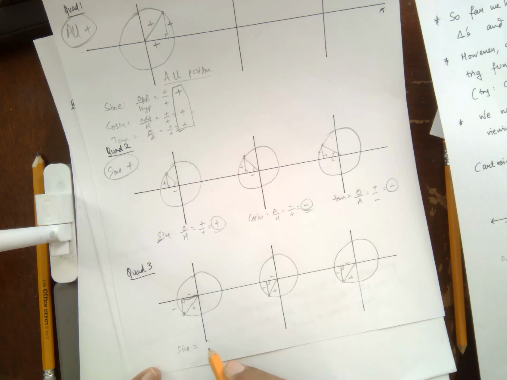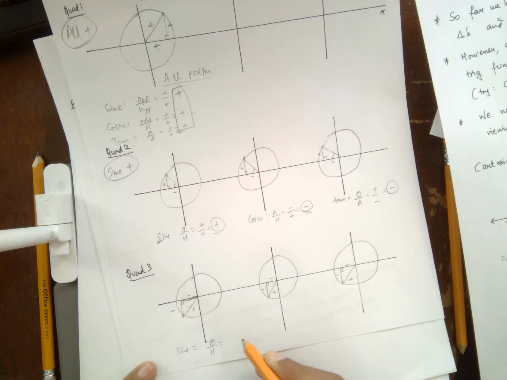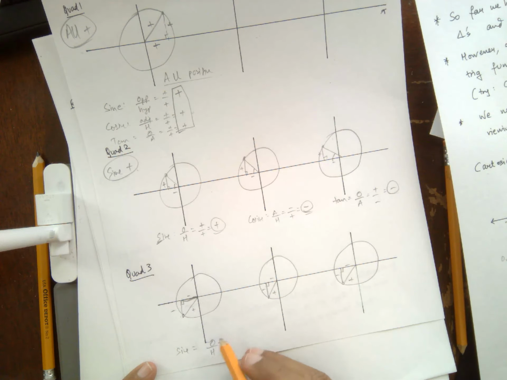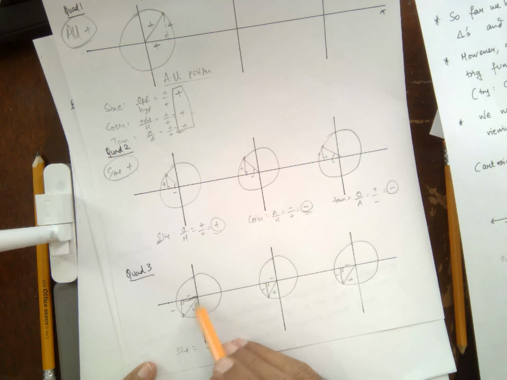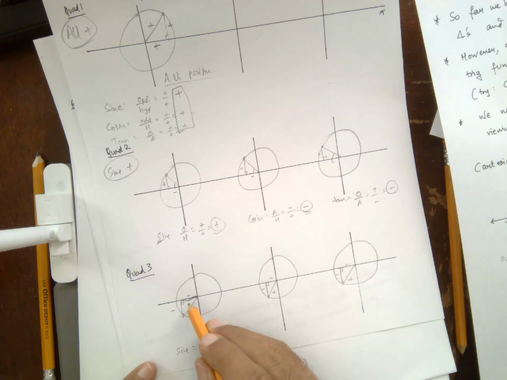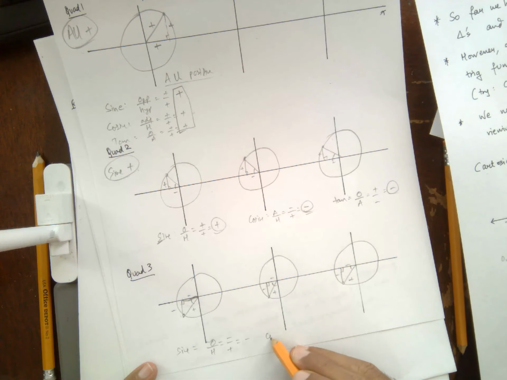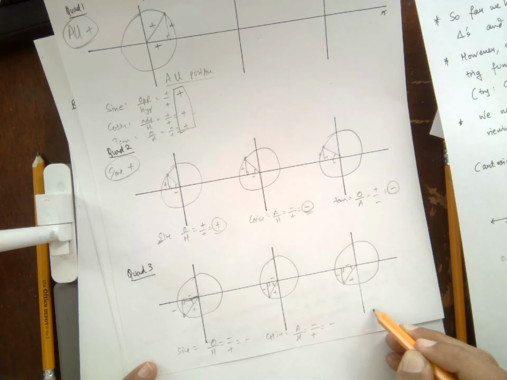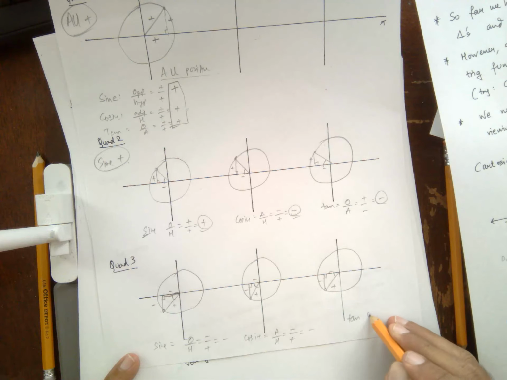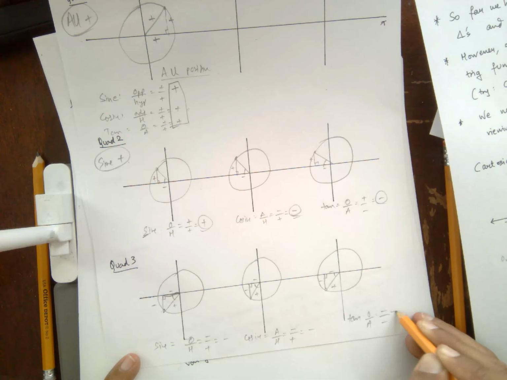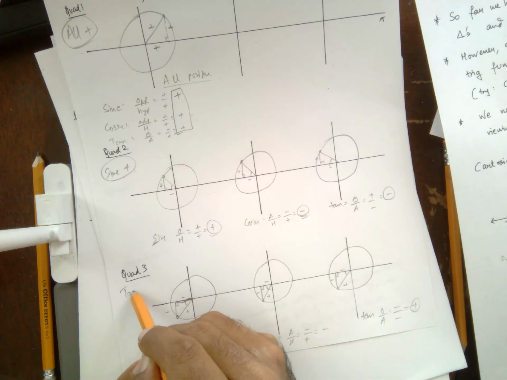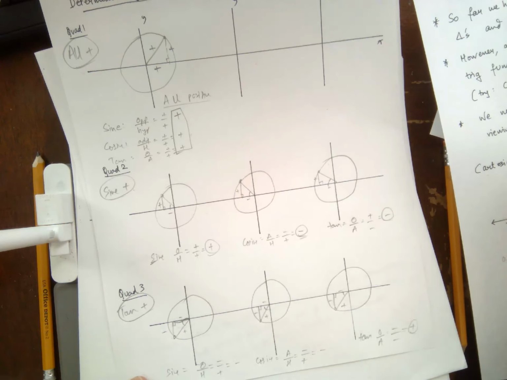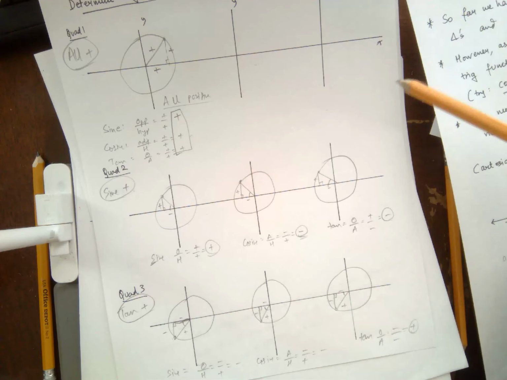So sine is going to be opposite over hypotenuse. The hypotenuse is always positive because it's a distance. What's opposite? That's the angle here. Negative over positive, negative. Cosine is adjacent over hypotenuse, negative over positive, negative. And tangent is opposite over adjacent, negative over negative, which is positive. So in the third quadrant, tangent is positive. Now similarly, I want you to try the fourth quadrant.